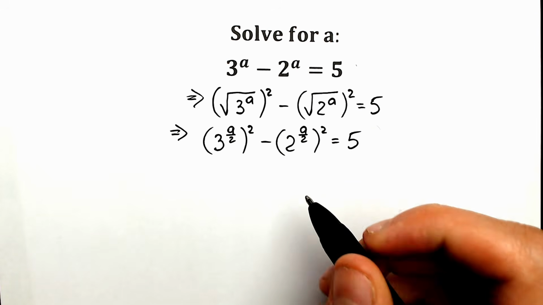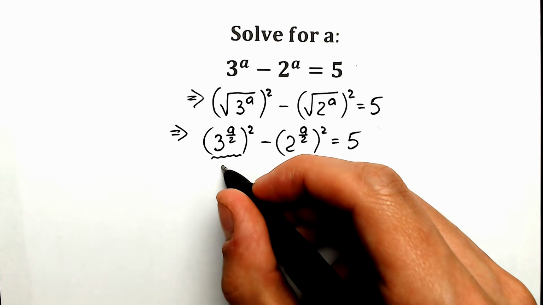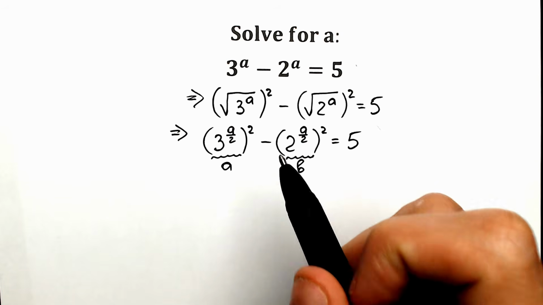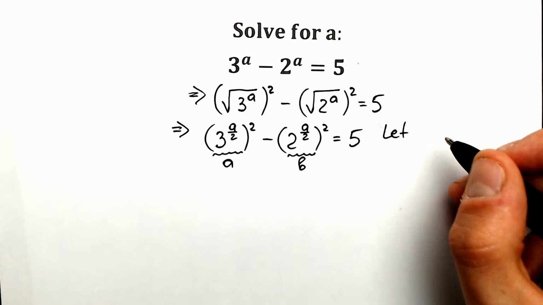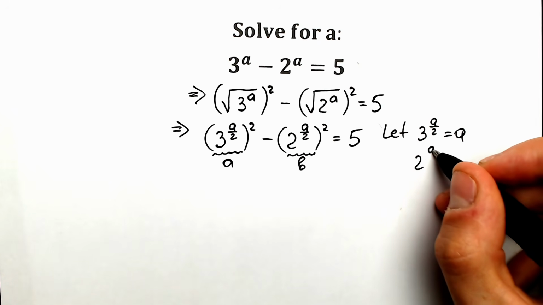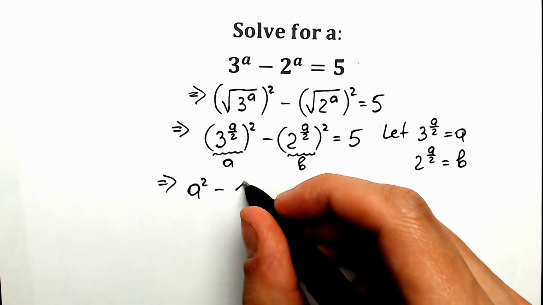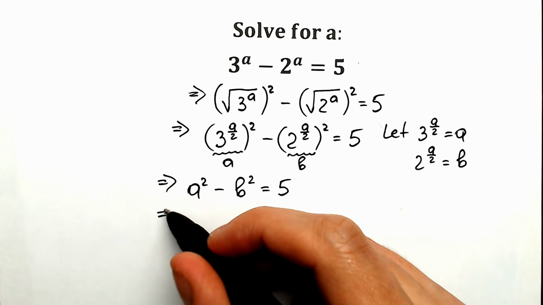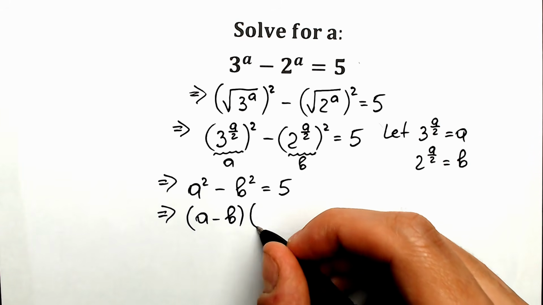But right now we can consider this as a difference of squares. If we call 3 to the power a over 2, for example, a, and this one b, of course we have the same a, but I don't mean that. I mean that this is a difference of squares, a square minus b square. So we can write a substitution: let 3 to the power a over 2 equal a and 2 to the power a over 2 equal b. Right now we have a square minus b square equal to 5. This is our identity, and we can write it as a minus b times a plus b.